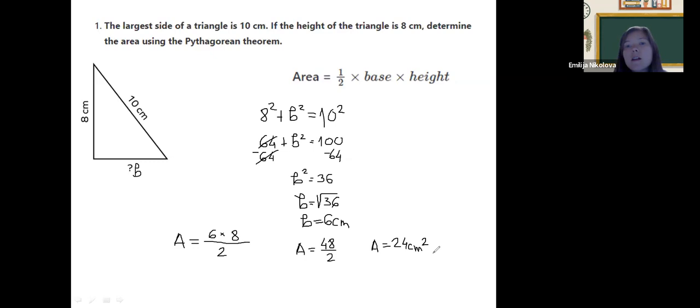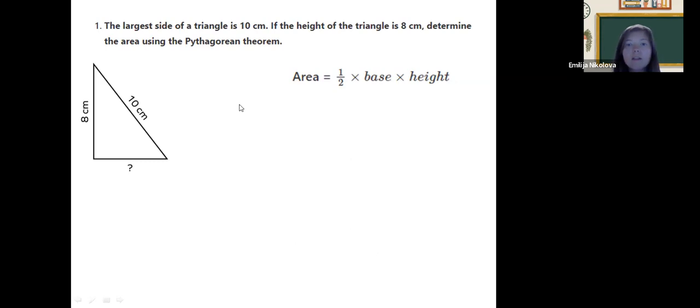Is this exercise clear to everyone? Okay, I guess so. So we can continue now with the next slide.